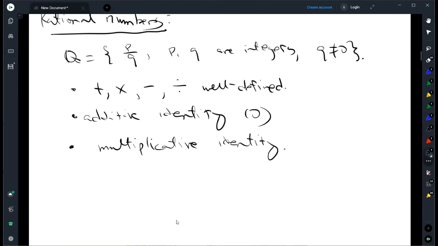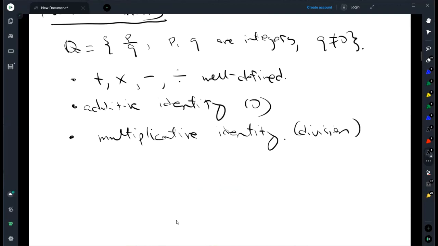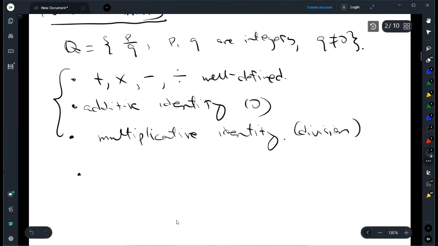And this allows us to have a well-defined definition of division. And in fact, what we can actually conclude here is that because the set of rational numbers satisfy these following properties, we can also describe in algebra that the set of rational numbers is a field. Okay.